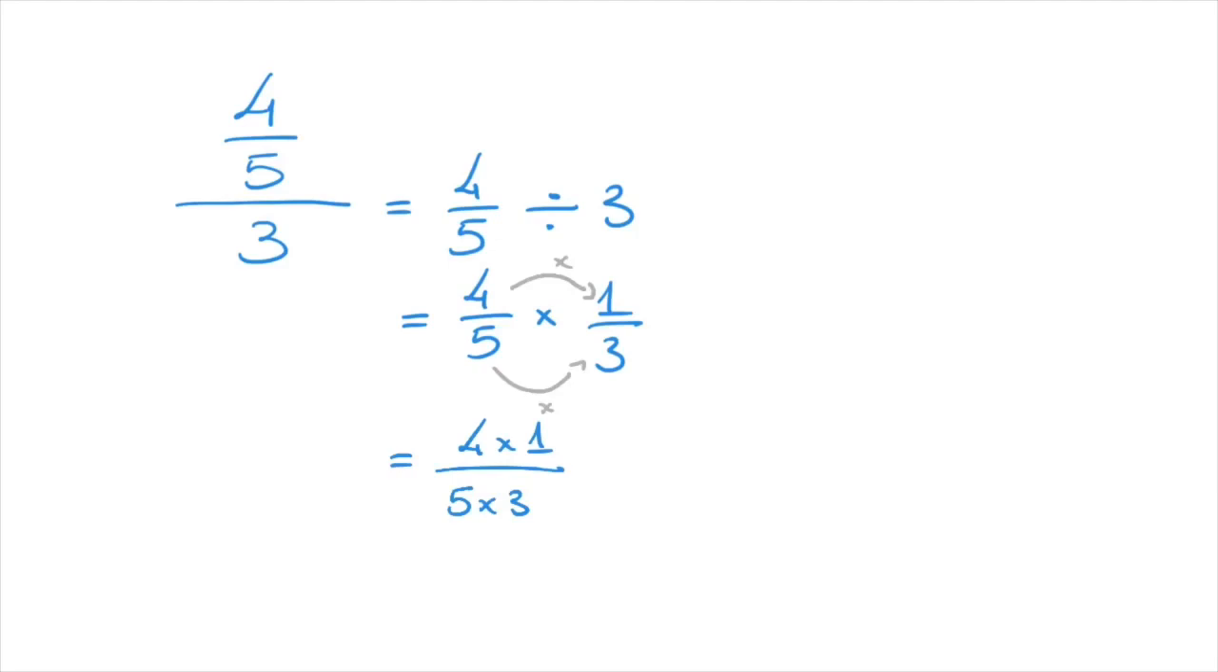And calculating both the numerator and the denominator leads us to the final answer. That's 4 times 1, which is 4, over 5 times 3, which is 15. And we're done. We've just calculated 4 over 5 over 3.